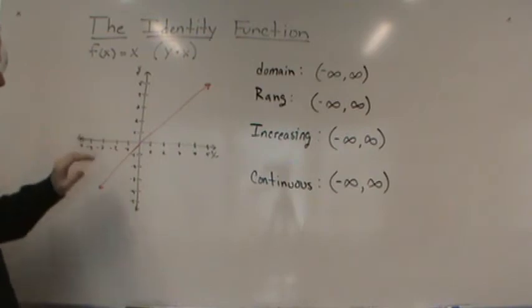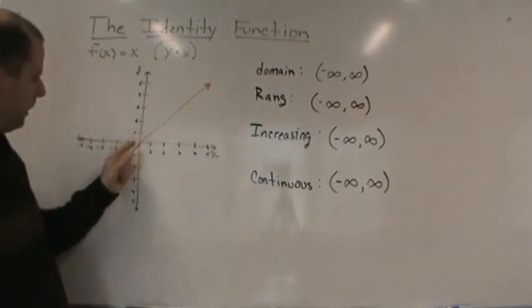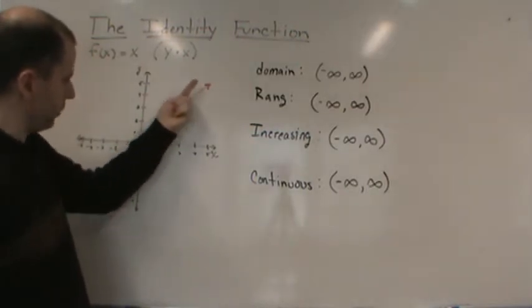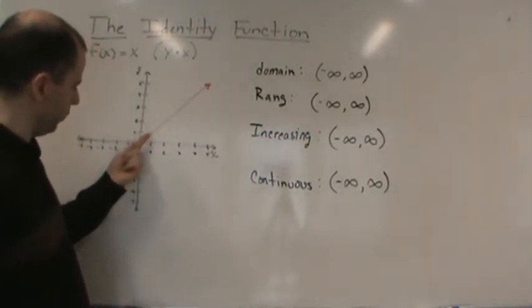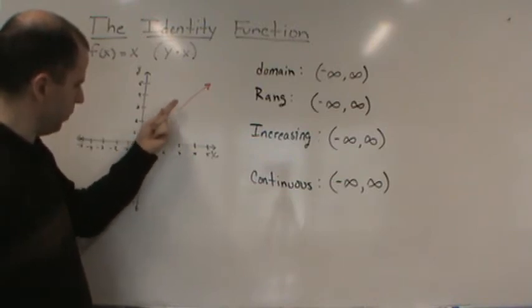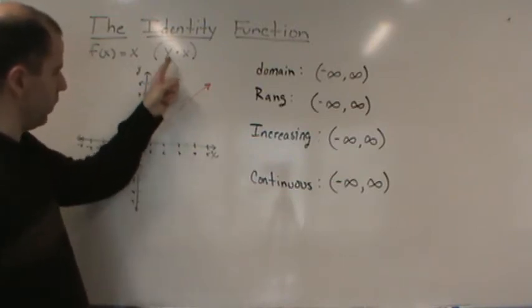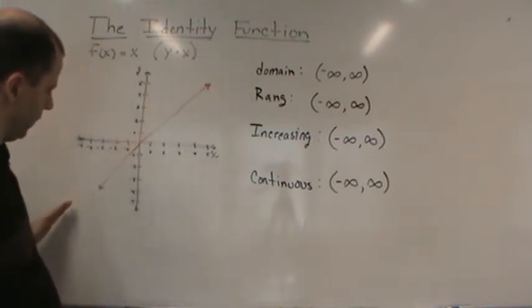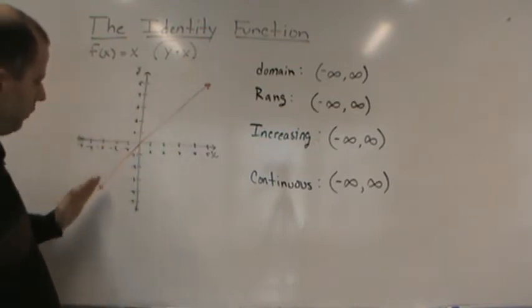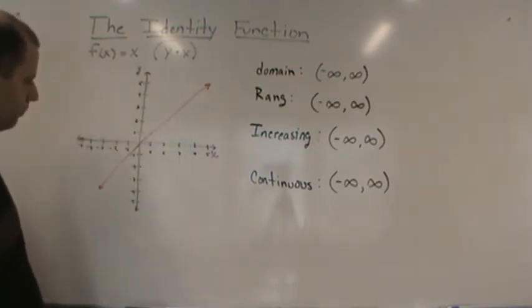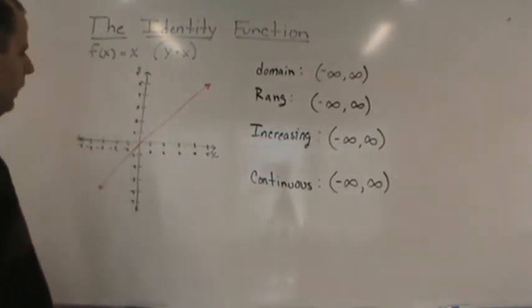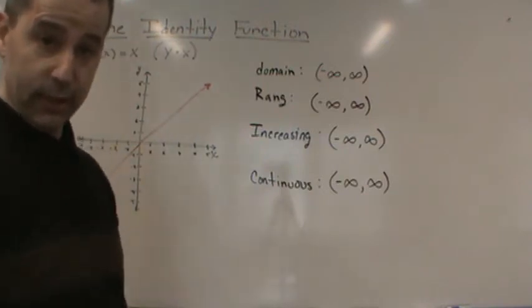This is represented by this graph here, which goes right through the origin at a 45-degree angle, and it goes through all of the points (1, 1), (2, 2), (3, 3), (4, 4). So we're saying that x and y are always the same. It creates a straight line that goes right through the origin at a 45-degree angle. So it splits this 90 degrees in half. That's really all there is to the identity function.